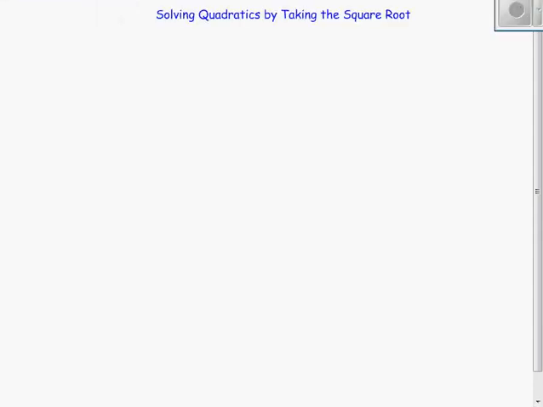A quadratic equation is an equation of second degree, meaning it's an equation with an x squared term. So, for example, x squared equals 4 would be a quadratic equation. Another example of a quadratic would be x plus 3 squared minus 6 equals 10. That's also a quadratic equation because we have an x quantity that has been squared.